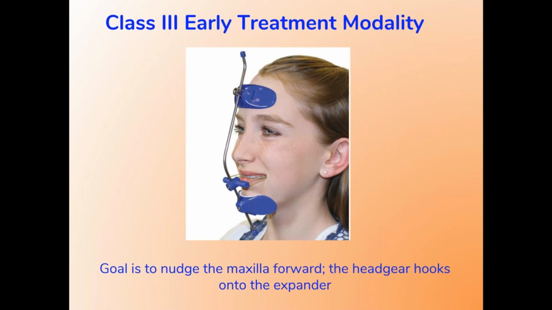So now we're going to talk a little bit about class 3 treatment, which is that underbite treatment, which is when the lower front teeth are sitting out in front of the upper front teeth.